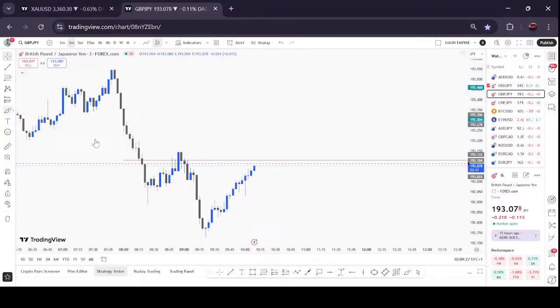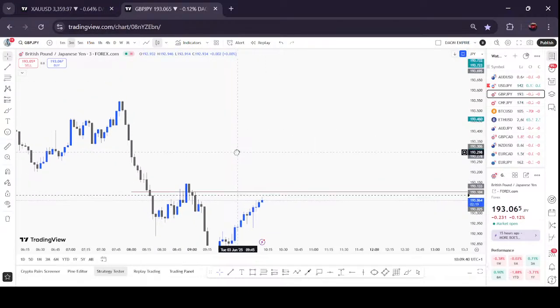So let's stay on GBP JPY. Get ready. Anything above this line, I'll be looking for a sell. I didn't say immediately after the line I will sell. Anything above the line, I'll be looking out for a sell.